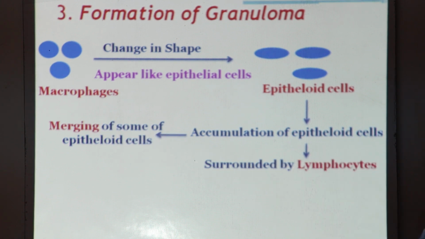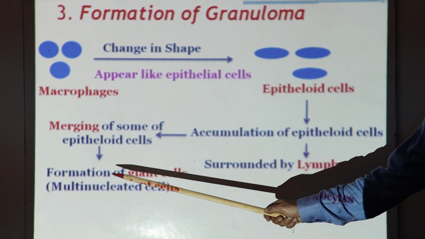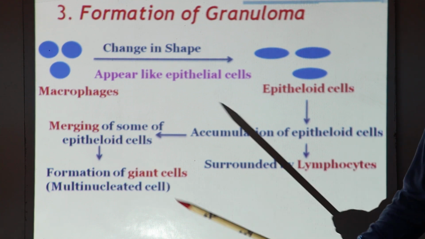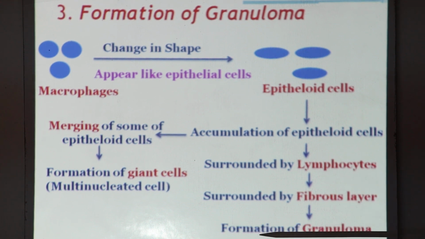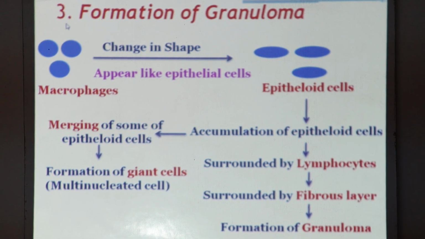Merging of some of the epithelioid cells will lead to formation of a giant cell, that is a multinucleated cell. In the meantime, these lymphocytes are surrounded by the fibrous layer and lead to formation of granuloma. In the previous video, tuberculosis 1, I told you about the granuloma. I am repeating this one.